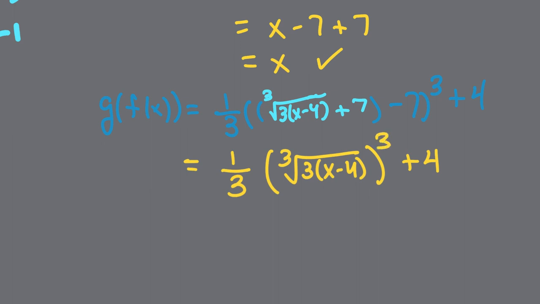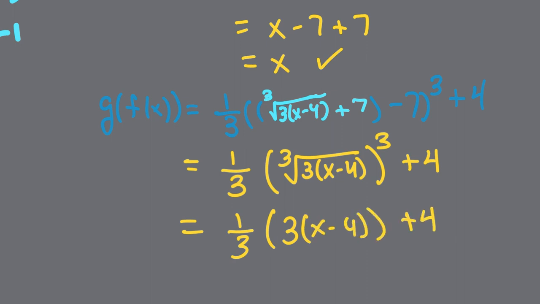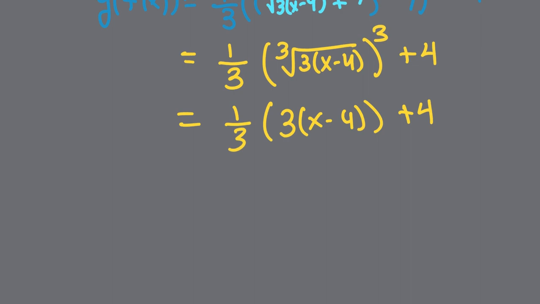Now what? The cubes cancel. So I'm left with 1/3, 3 x minus 4 plus 4. The third and the 3. So I'm left with x minus 4 plus 4. And then you get x. So yay, they are inverses.